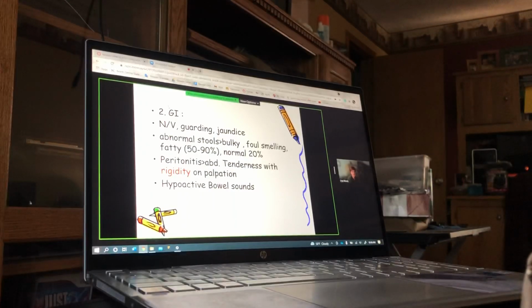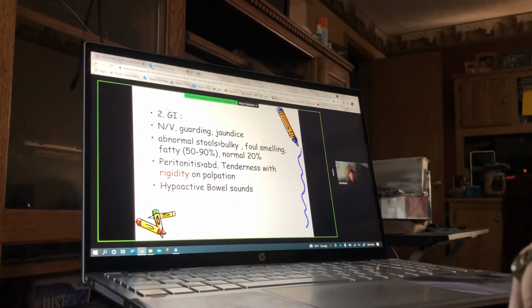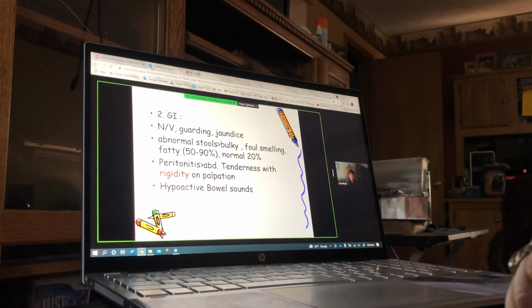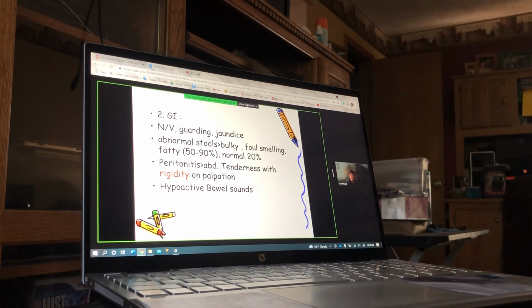Second, for their GI system: nausea, vomiting, guarding, jaundice. Oftentimes your pancreatic patient comes to the floor with orders that say if continued nausea or emesis, they need to have a nasogastric tube placed. We don't routinely do it on all of our patients anymore because just resting and not giving them any oral content usually is sufficient. But if they have a lot of nausea, a lot of vomiting, we will go ahead and place a nasogastric tube. Sometimes it gets put in the ED. Sometimes we just wait to see how the patient will be once they reach the floor. But if it continues, they do get a nasogastric tube.